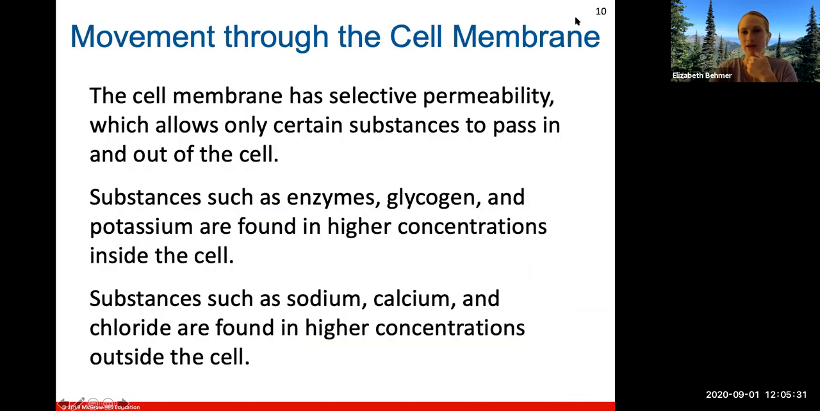Okay. Movement through the cell membrane, it has what we call selective permeability, which only allows certain substances to go into and out of it. Substances like enzymes, glycogen. So enzymes help to make reactions go faster. Glycogen stores glucose, and potassium is an ion that your cells need. They're found in higher concentrations inside the cell, and substances like sodium, calcium, and chloride are found in higher concentrations outside of the cell.